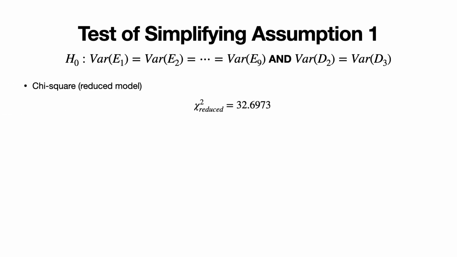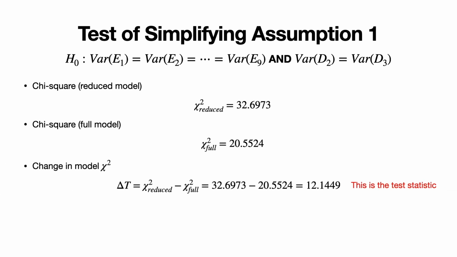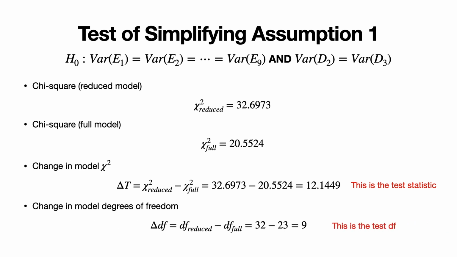And so again, the chi-square value for this reduced model is 32.6973. The chi-square value for what we're calling the full model, which was the extended initial model, was 20.5524. The difference in these chi-square values, which is the test statistic, is 12.1449. And the difference in the model degrees of freedom, which is the number of degrees of freedom associated with this test, is 9, 32 minus 23, and that's also the number of constraints that have been imposed on the model.